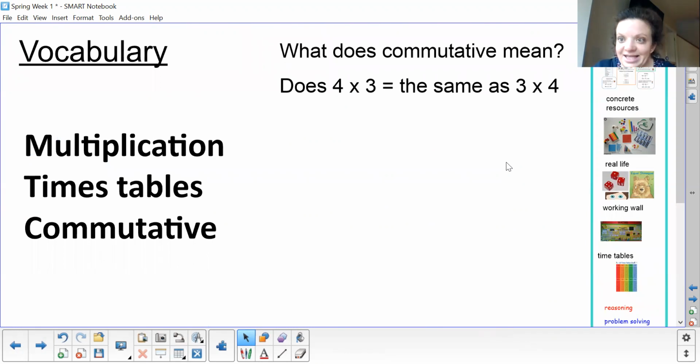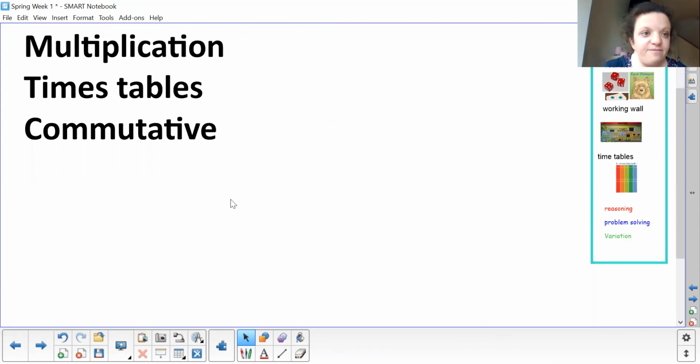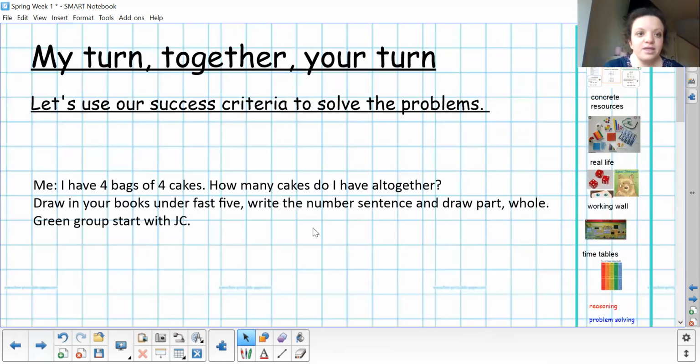The answer is yes. It doesn't matter. So 4 times 3 is 12 and 3 times 4 is 12. It doesn't matter the order. But when we take away and when we divide, the order does change the answer. The order does matter. So that's what commutative means. Now we're going to carry on using our success criteria to solve these problems.